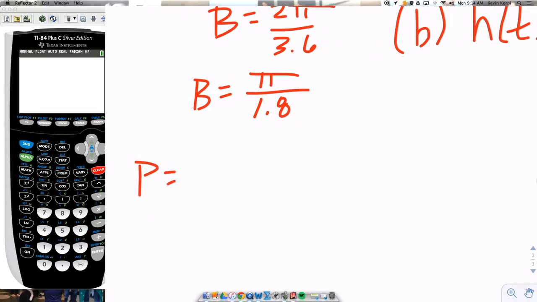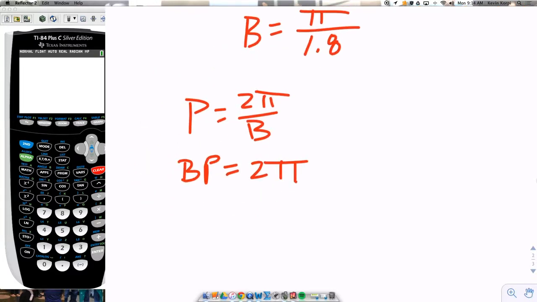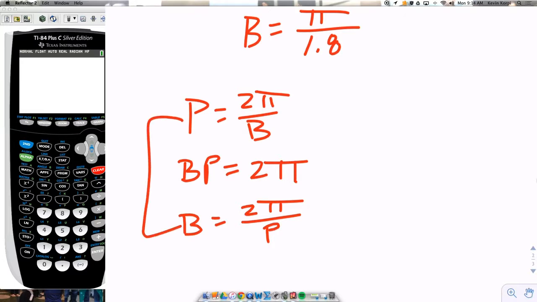Watch this. The period is equal to 2 pi over b. If you want to solve that for b, multiply both sides by b. You get b times the period. And then if you solve for b, you get 2 pi over the period. So it's an equation that works both ways. They kind of just interchange.